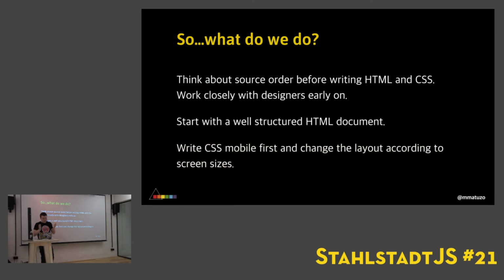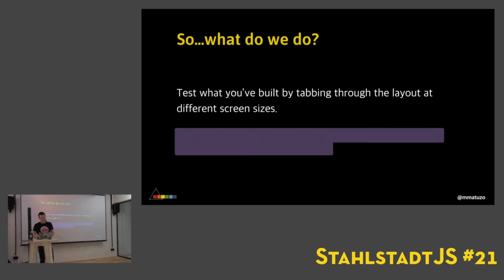We should write CSS mobile first, at least that's a personal tip, because that works very well for me, and change the layout according to screen sizes. And we should test what we've built using the tab key. The tab key will tell you so much about your website and your CSS and HTML skills. Believe me. Just when you get home, open the last project you've built and press the tab key and see if you can use it without the mouse. If not, feel free to contact me on Twitter, and I'm going to help you to make it accessible.